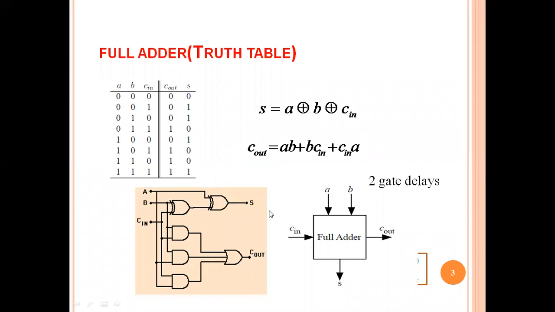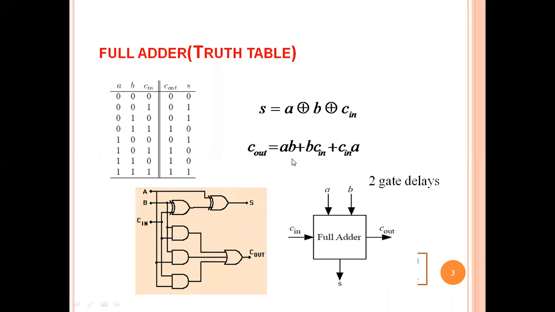Now we have to design it using gates. See, here in the circuit, A and B are the two input bits, and C in is the carry. First, what is happening here? B and C go into an XOR gate, and we are getting the output B XOR C. This B XOR C will be XORed with A. So A XOR B XOR C will be the summation S.